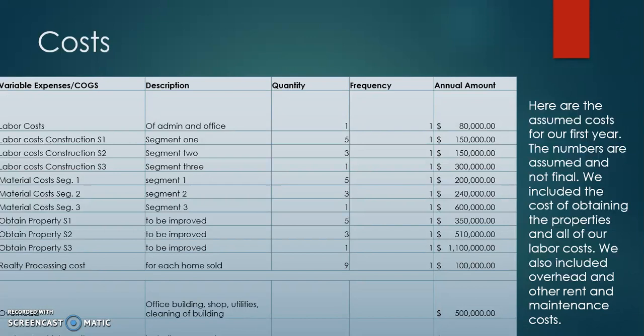Here, we illustrate the costs that we incur. So we recognize that we have labor costs. We have labor costs for the constructions. We have those labor costs for the administration and office. We have the material costs for each project, and then we have the cost of obtaining the property in the first place, and then any realty processing cost, and then overhead for our office, shop building, utilities, and cleaning of buildings. So this is for the first year. These are projected numbers. They're not final.